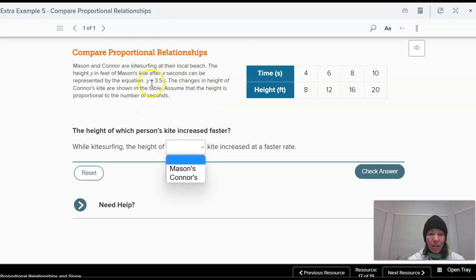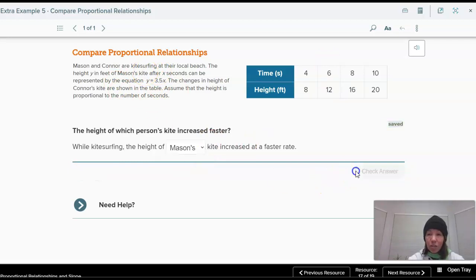So this person's kite increased by 3.5 feet per second, whereas his goes up for every 2 seconds. His goes up by 4. So his unit rate would actually be 4 over 2, which is just 2. So Mason's kite actually increases at a faster rate. If you look, the change in the height is 4. It goes up 4, up 4. This goes up 2, up 2. So 4 divided by 2 is just 2. So the unit rate here is 2. The unit rate here is 3.5. So his unit rate is higher. His is increasing at a faster rate.